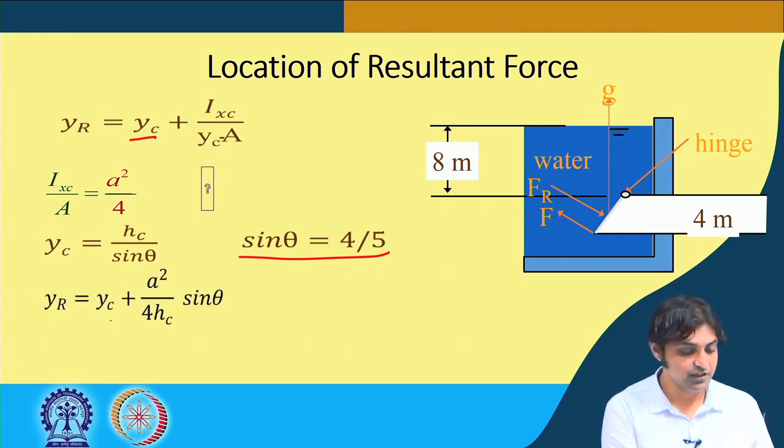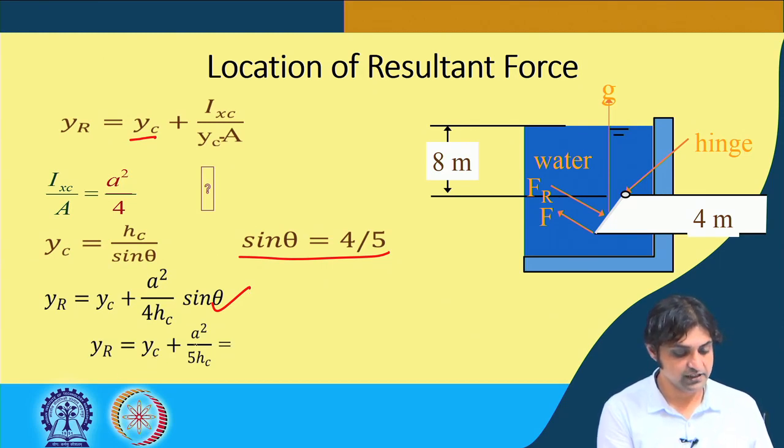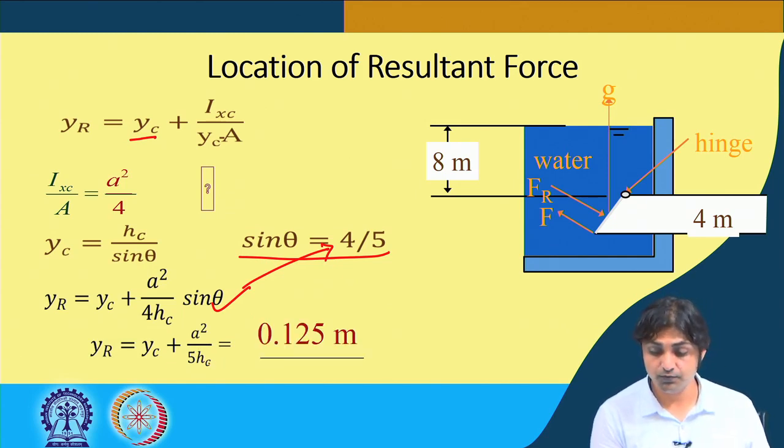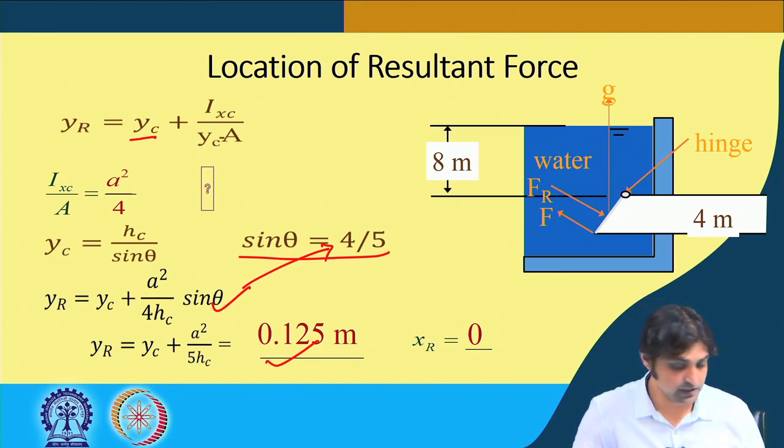So YR can be written as YC plus A square by 4 HC sine theta, right? If you just put the value of IXC and A, you will get this value. So YR is YC plus A square. If you substitute the value of sine theta as 4 by 5, you will get YC plus A square by 5 HC, and this comes out to be 0.125 meter. As we discussed, the ellipse is symmetric about the centroid, so we won't have any XR. XR is going to be 0. Very simple calculations here, correct?